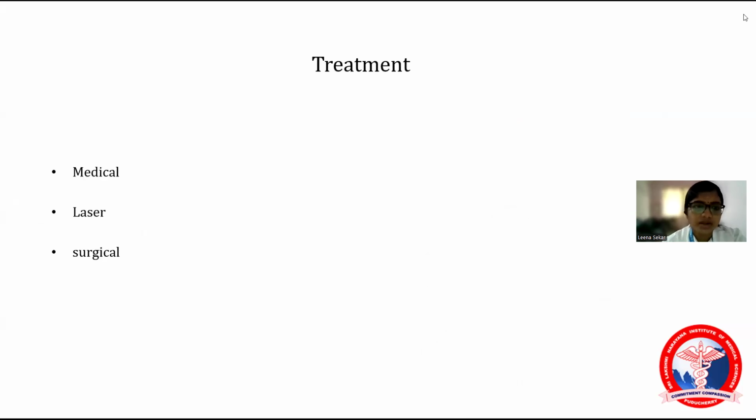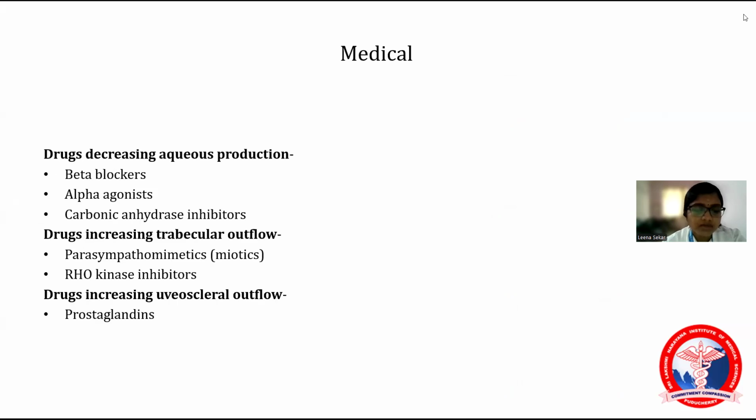Next comes the treatment part. In treatment, we have medical treatment, laser treatment, and surgical treatment. In medical treatment, we have all the drugs. The drugs will have three main actions. Drugs decreasing the aqueous production: in this group, we have alpha agonists, beta blockers, and carbonic anhydrase inhibitors. Next are the drugs which increase trabecular outflow. Here we have miotics and rho kinase inhibitors. Next group is drugs which increase uveoscleral outflow. Here we have prostaglandins.